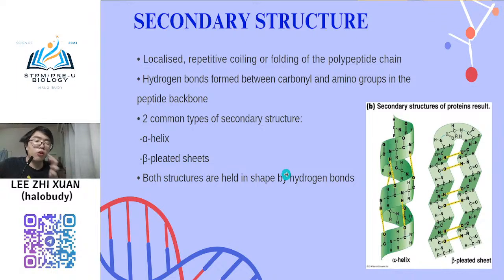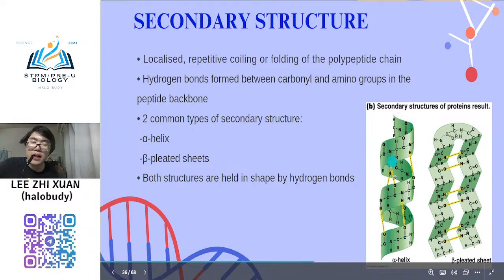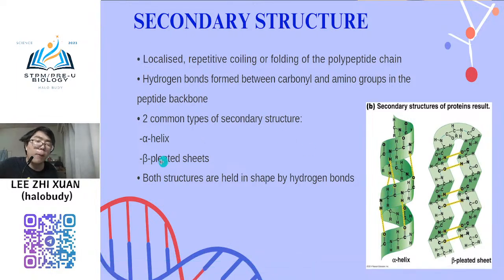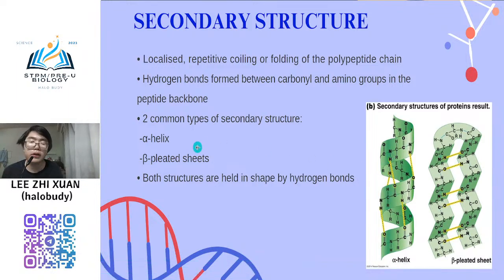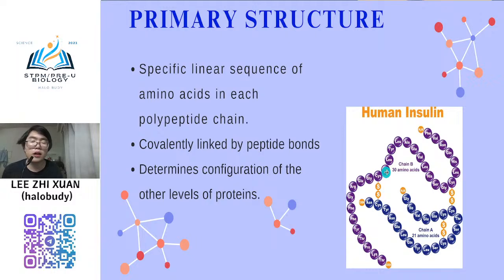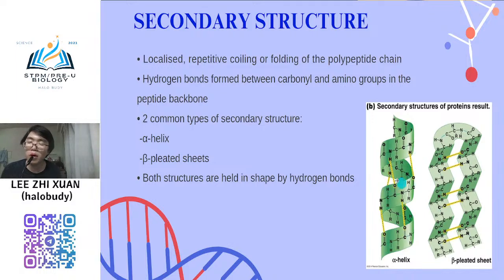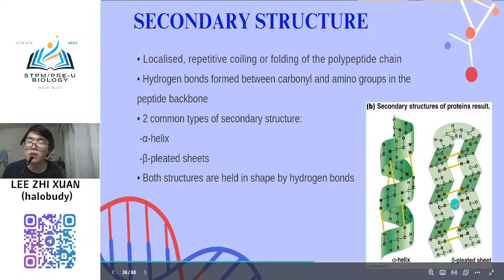So there are two common types of secondary structure. Either the alpha helix, which is a helix, coiling structure like that, or the beta pleated sheet structure, which is like a paper. Both of them are held by hydrogen bonds. Why can they form like that? Due to hydrogen bonds. The key component is the hydrogen bond. If there were no hydrogen bonds, they would just form like this, just covalent bonds joining together. But due to the presence of hydrogen bonds, they form the helix structure and also the beta pleated sheet structure.